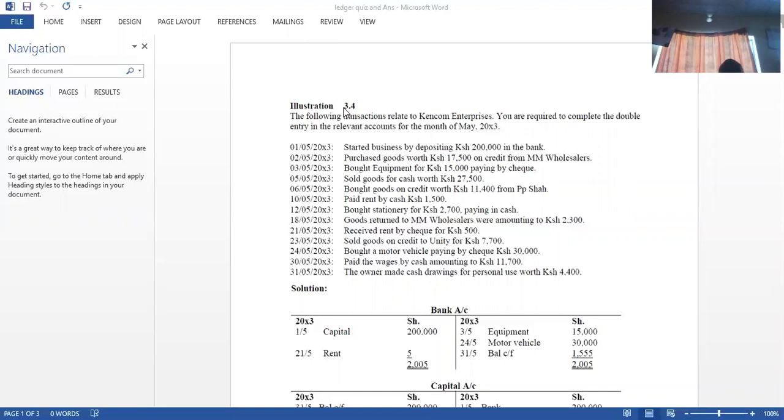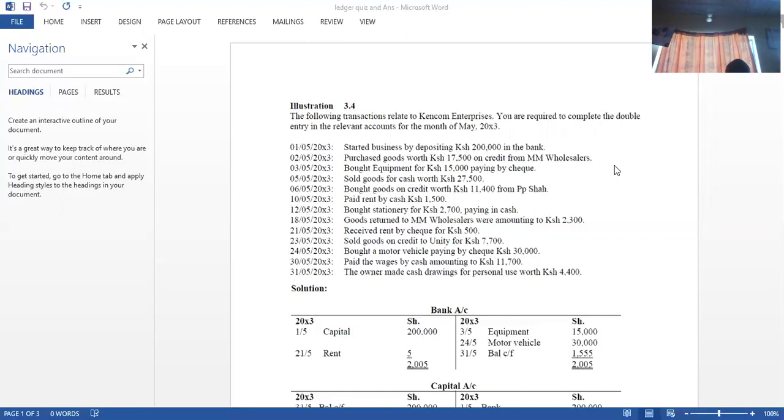If you can go through the illustration that I've given, illustration 3.4, there is a question that has been solved, but I want to give you some clear information on how it was done. It is a business of Kencom Enterprises, where the accounts were supposed to be prepared. I want to go direct to the transaction that occurred on 1st of May 2023, where business was started using 200,000 shillings in the bank.